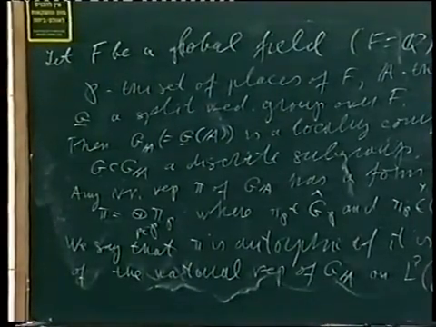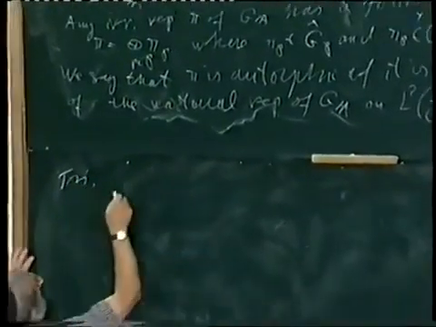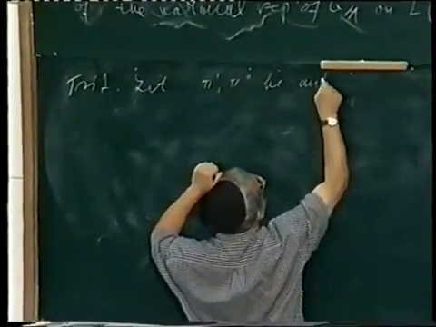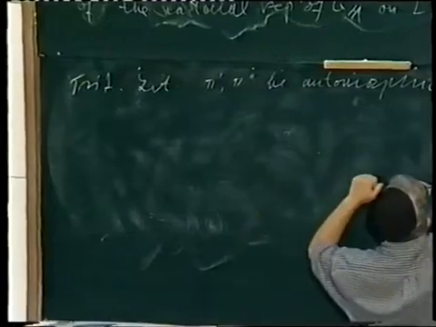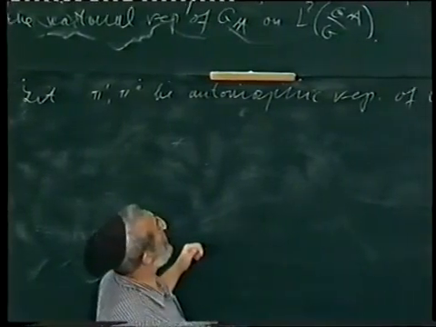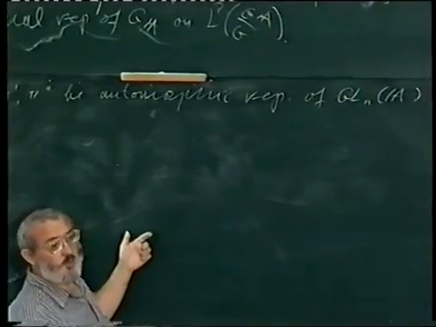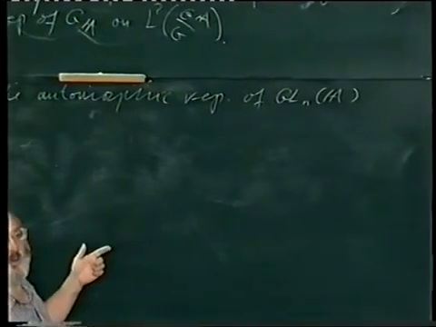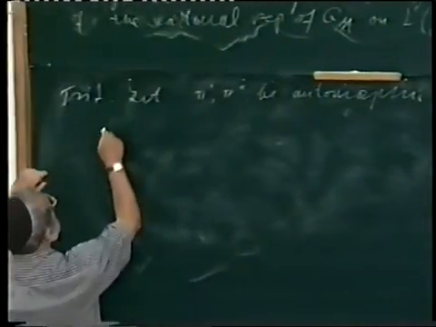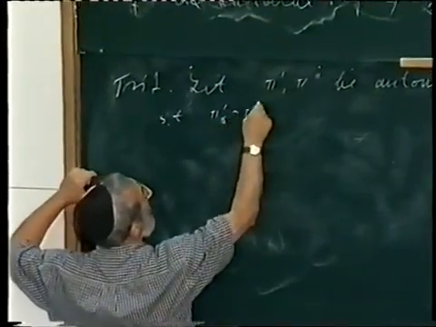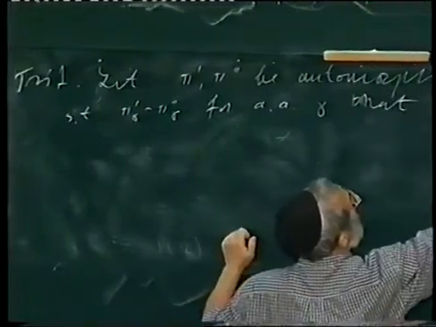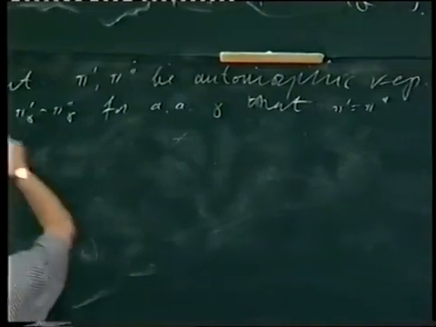So there is the following theorem, the multiplicity one theorem. Let pi prime, pi double prime be automorphic representations of GLN(A). Question: the Gammas are not specified? G is G of F, always. So, automorphic representations such that pi prime_p is equivalent to pi double prime_p for almost all p, then pi prime is equal to pi double prime. Okay, this is a theorem.